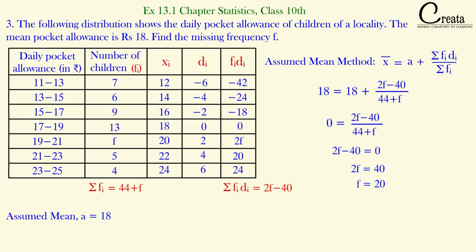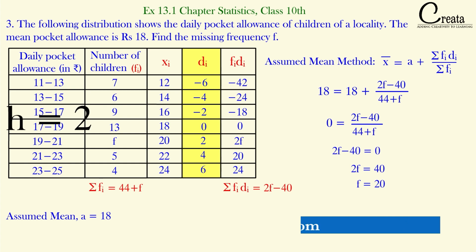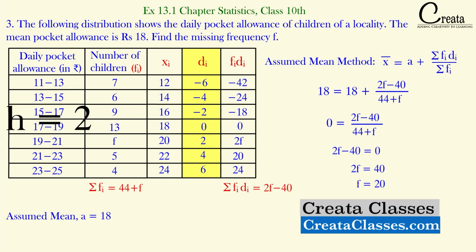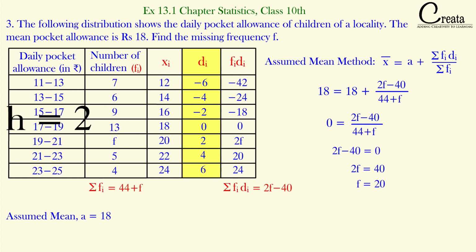Just for you, if you observe all the ranges, the class size h is 2, which is a common factor of all the values of the deviation. So we can easily divide all the values of the deviation by the class size, which is 2. So in fi into ui, we will get a further simplified value, which we can easily use in solving the equation. That is the formula of the step deviation method. My advice is that you also try with the step deviation method. You should get the same value of f, that is 20. Try it, it will be helpful in the examination, believe me.